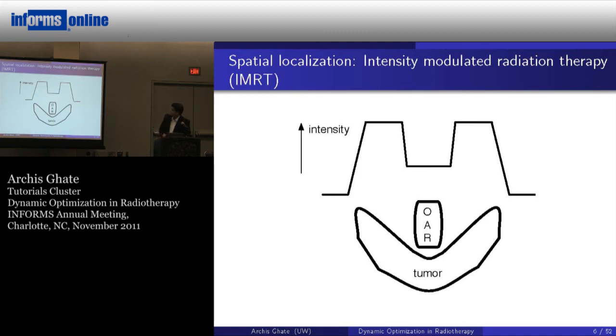So spatial localization, this is just a simple picture that I drew to give you intuition behind the key idea here. The picture shows a boomerang-shaped tumor, and the letters OAR stand for organ at risk. Okay, so that's basically healthy anatomy in the patient's body.